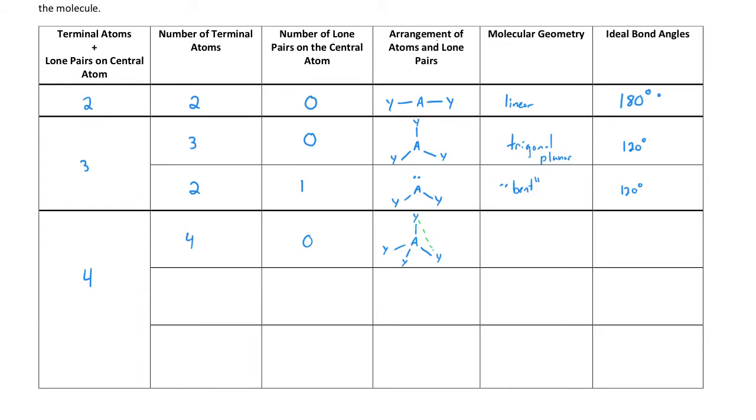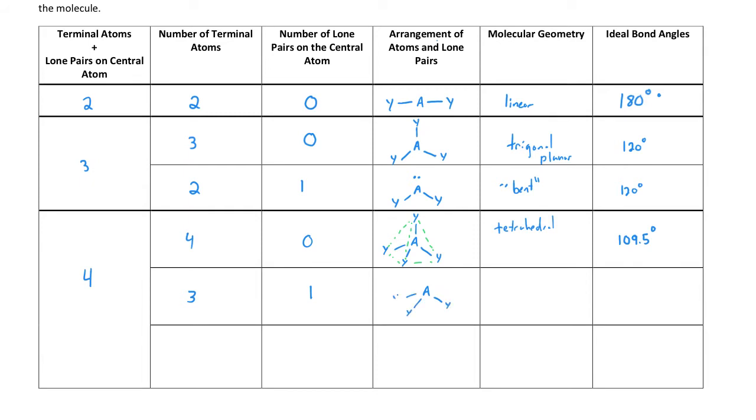This is called a tetrahedral geometry, and it looks in 3 dimensions like a pyramid, like a tall pyramid, where A is a little bit up from Y, and then we have Y's pointing up and down at the base. This is called tetrahedral, and the bond angles here between all of the atoms Y are all the same. They're all 109.5 degrees.